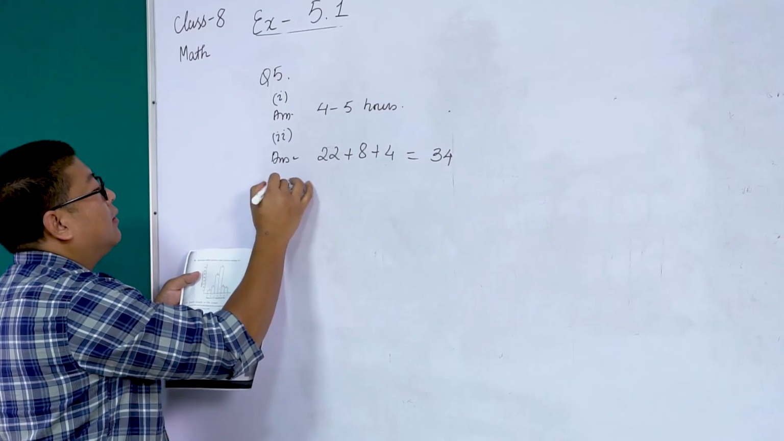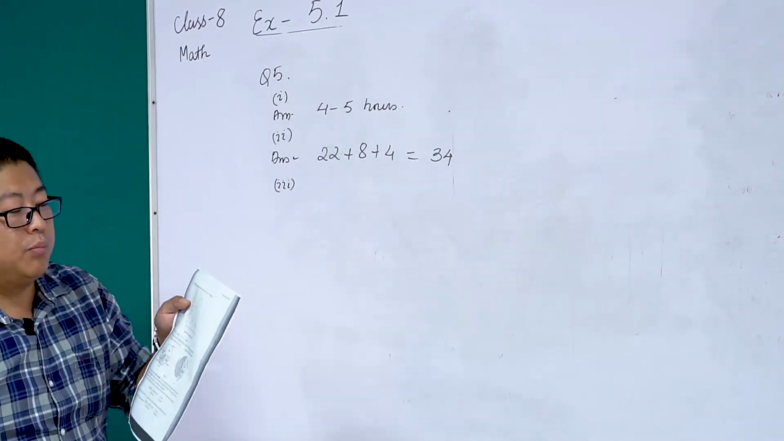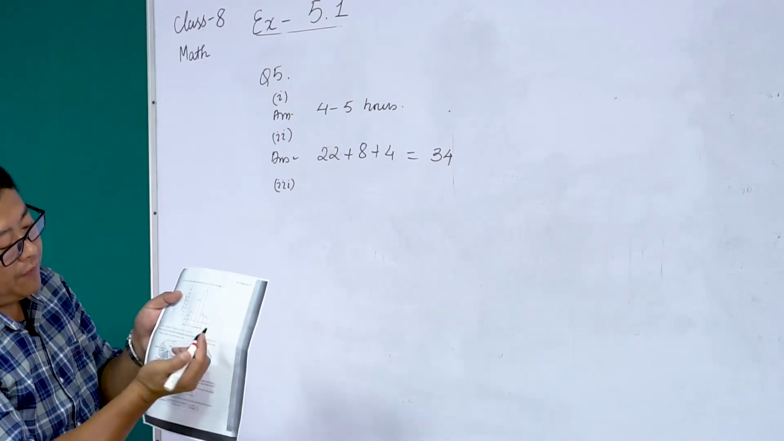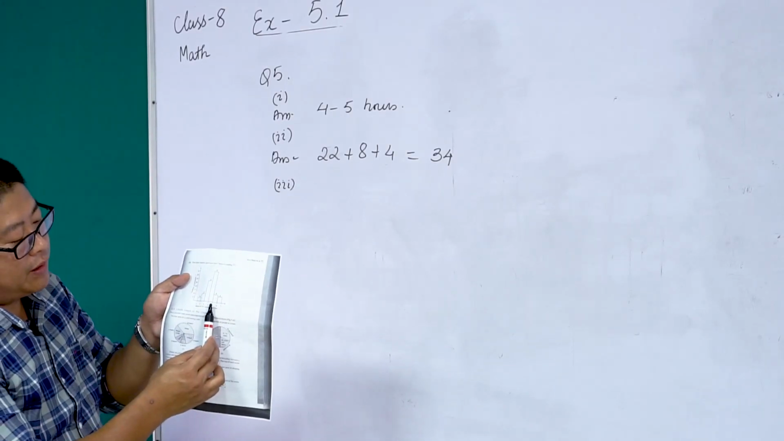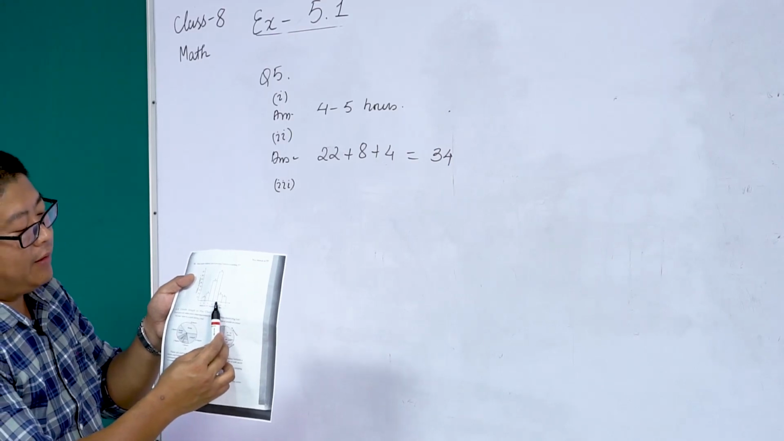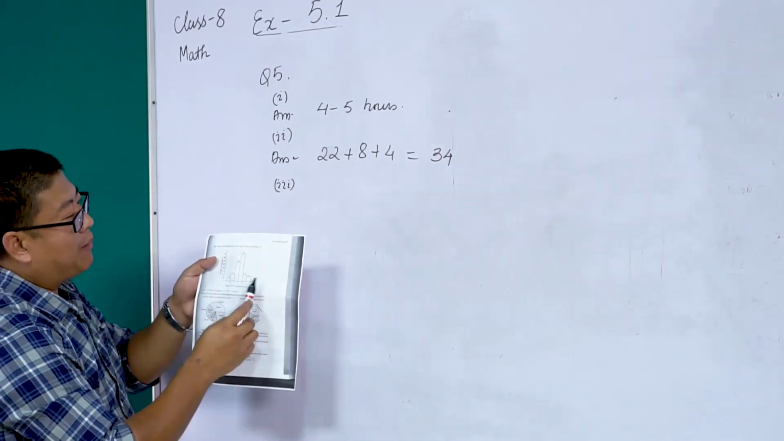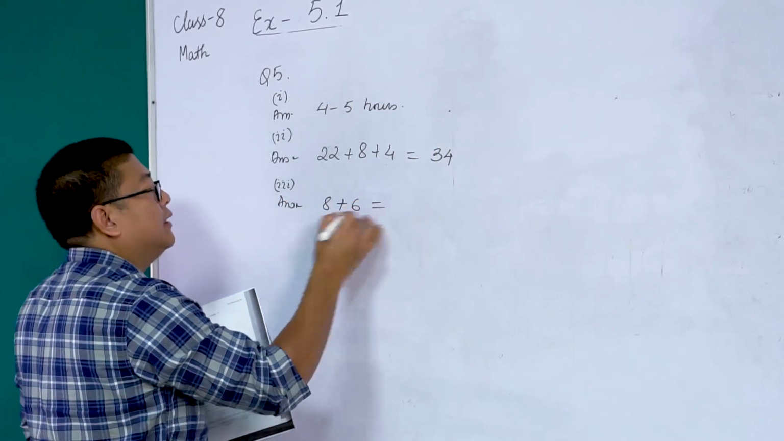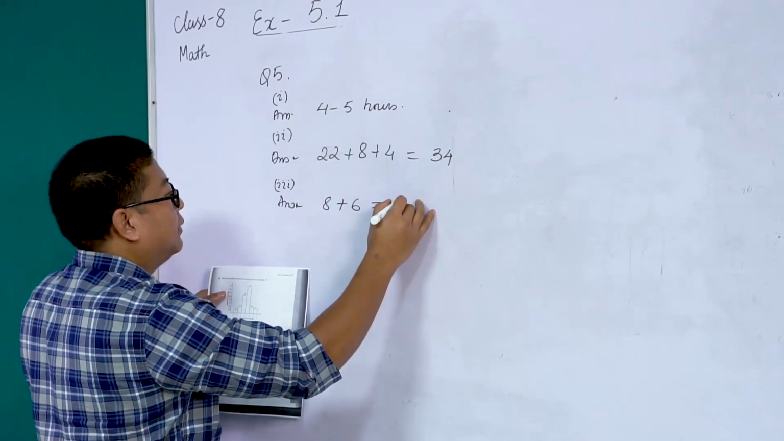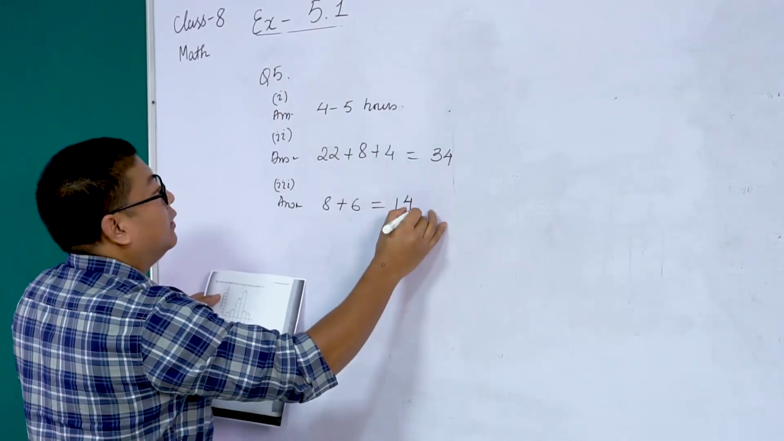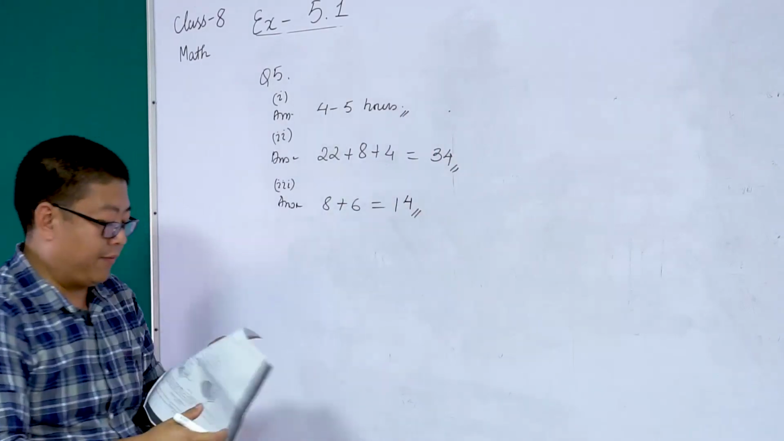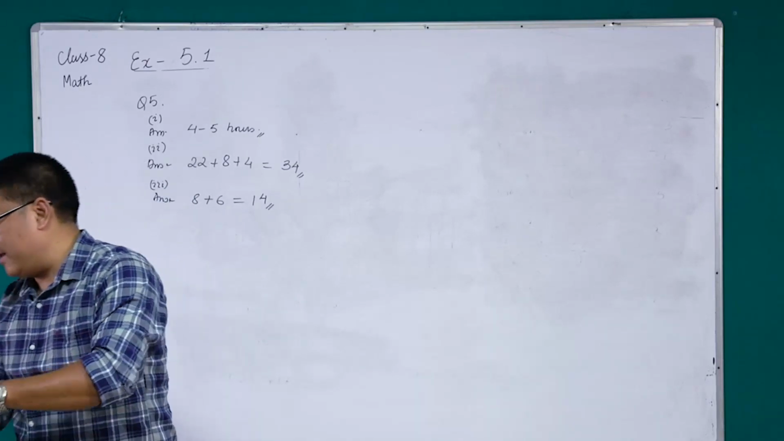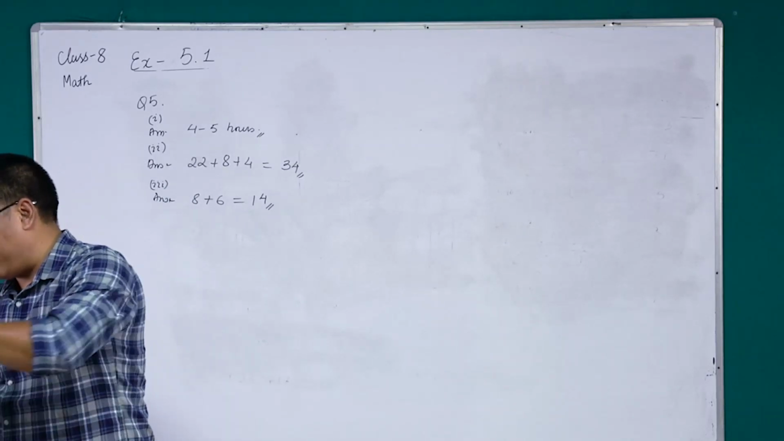And the final question, how many students spent more than 5 hours watching TV? More than 5 hours means on your graph you will see 5, so you have to start adding to the right. So it will be 8 plus 6, which is nothing but 14. So with this, we have concluded exercise 5.1. We will continue with the next exercise, which is 5.2.